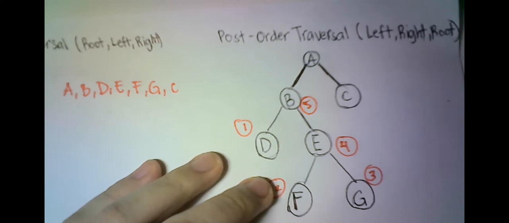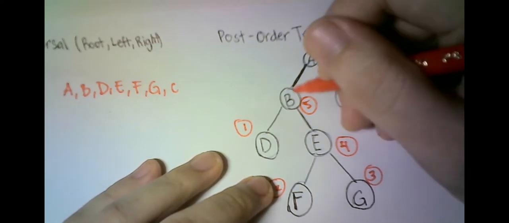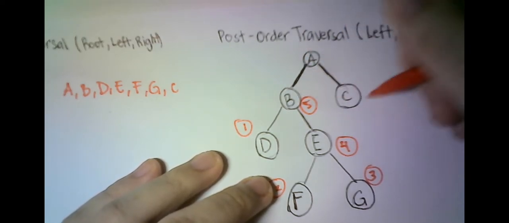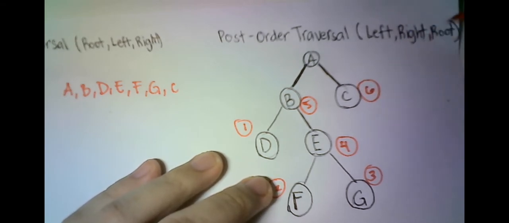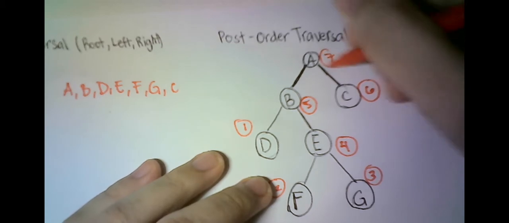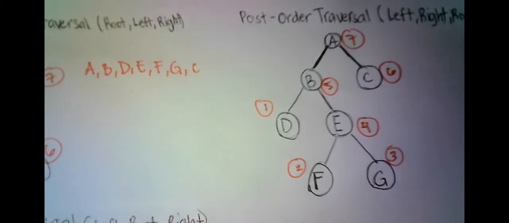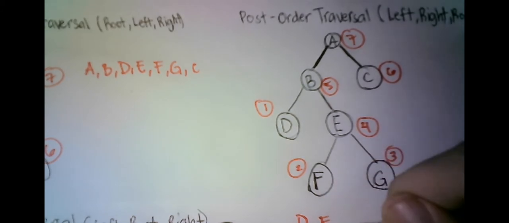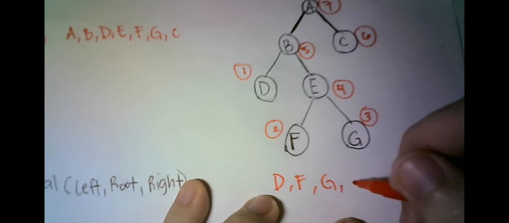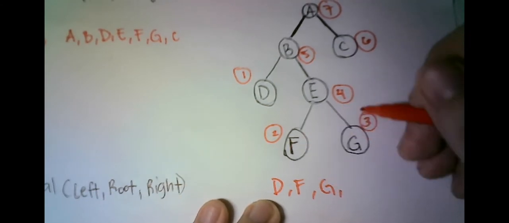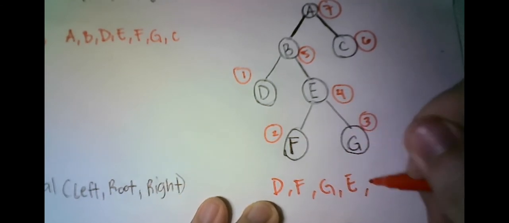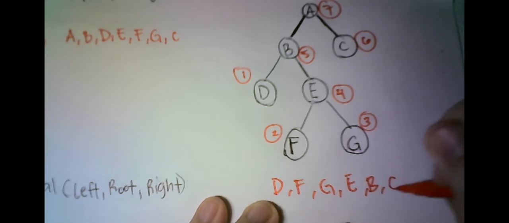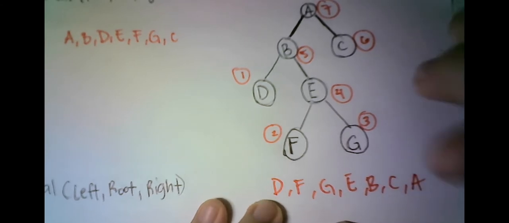Then the left is complete. Then you go to the right, which is C. So this is 6. Then you go to the root, which is the last, so 7. So all in all, it's D, F, G, E, then B, then C, then A. All right.